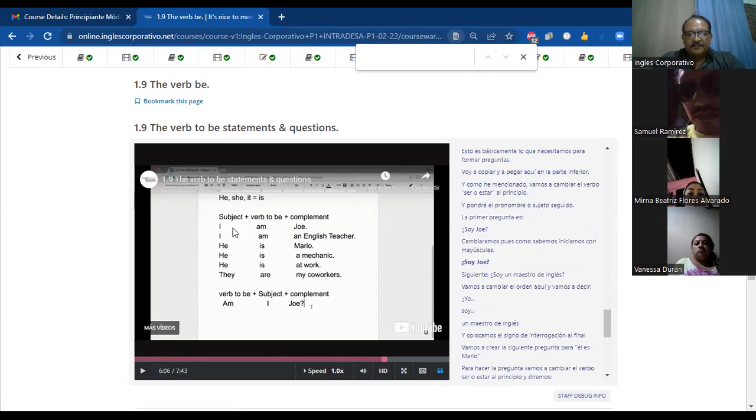Primero va el sujeto, okay, que es el I, he, she, it, we, you, they. Luego está el verbo am, o is, o are. Okay. Luego aparece el complemento, que puede ser Joe, an English teacher, y todo esto. Y estas son oraciones afirmativas. Si usted ya quiere hacer una pregunta, va a invertir el verbo to be al inicio. Aquí está, mire la fórmula. Verbo to be. Aquí va a poner am. Todos estos que están en medio van al inicio.